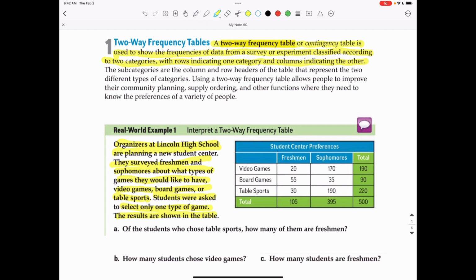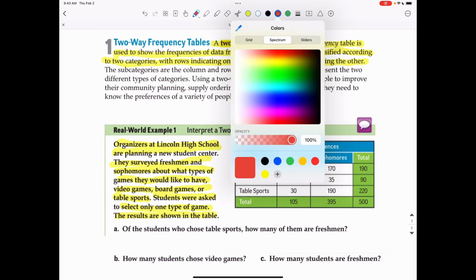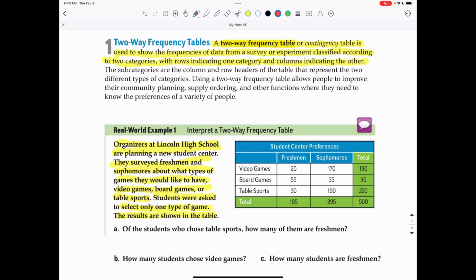Of the students who chose table sports, how many of them are freshmen? If we look in the table, this is the table sports row right here. And the number of table sports students that are freshmen is this 30 right there. So the answer to this would be 30.